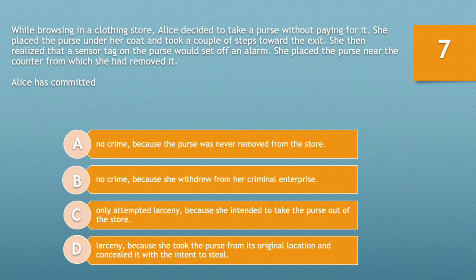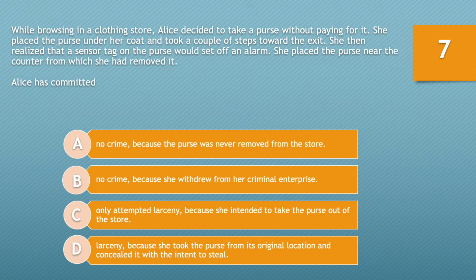Question number 7. While browsing in a clothing store, Alice decided to take a purse without paying for it. She placed the purse under her coat and took a couple of steps towards the exit. She then realized that a sensor tag on the purse would set off an alarm. She placed the purse near the counter from which she had removed it.